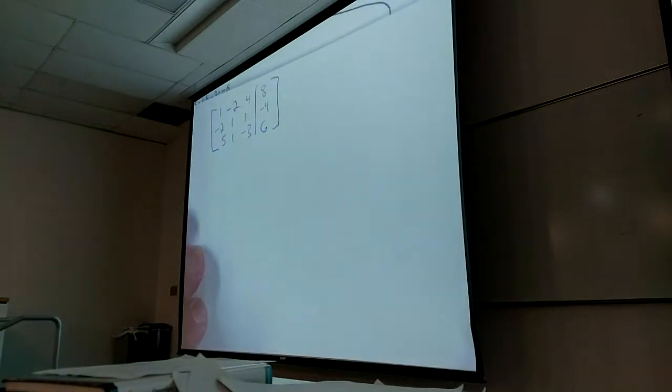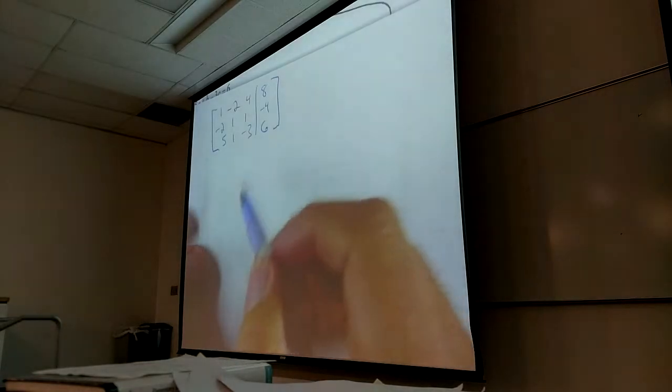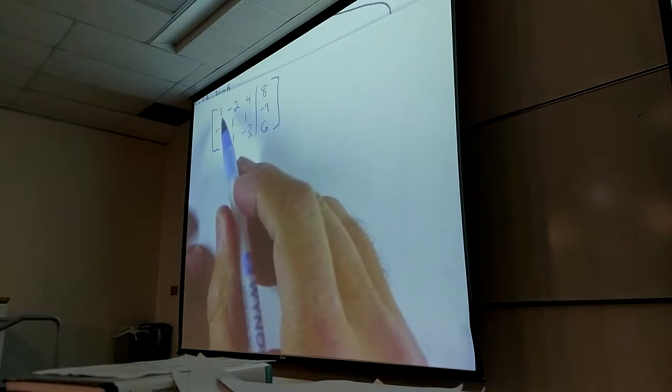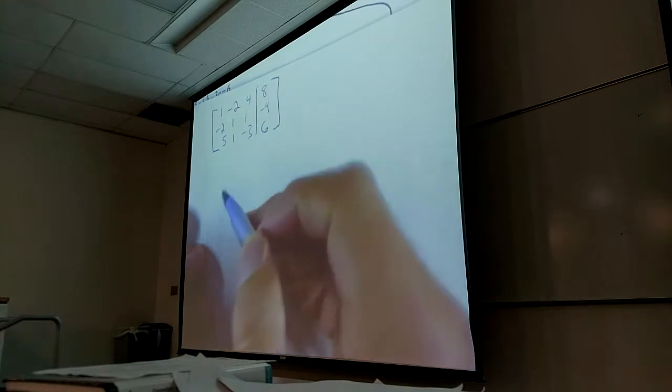Now again, everybody, when I do these examples, I do normally start with the first column. You don't have to, but do you see why the first column is not a bad choice? There's a 1 there already, right? Yes. Thank you.